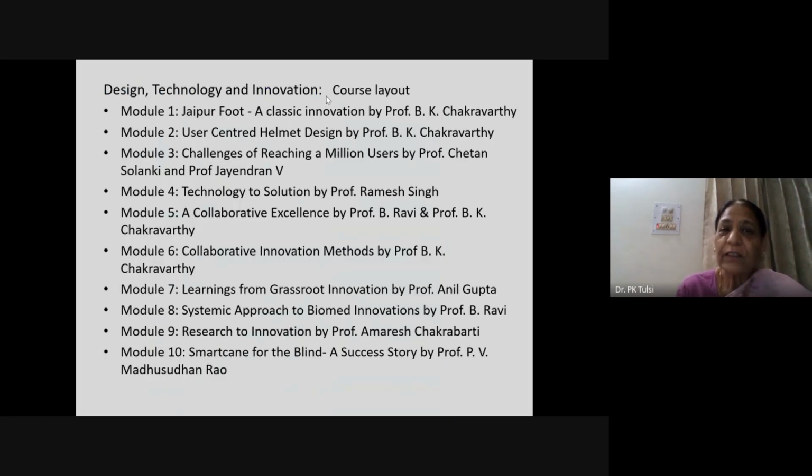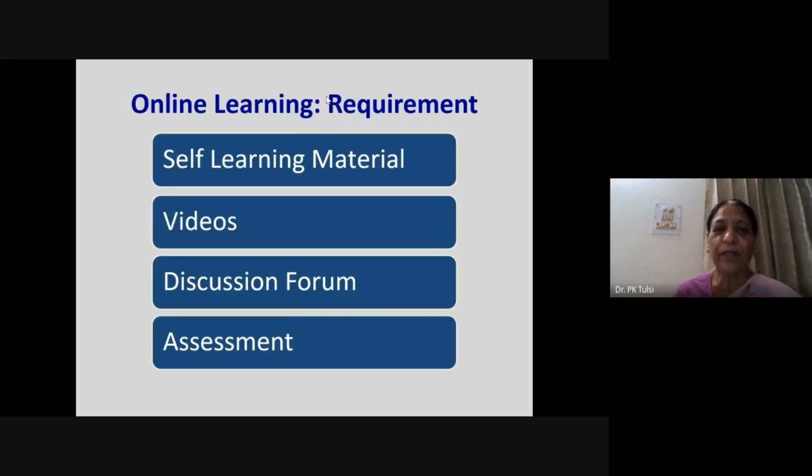Now here, another course you can see is Design Technology and Innovation, just picked up from the SWAYAM platform. So it has been divided into 10 modules and a 10 weeks program is available online.